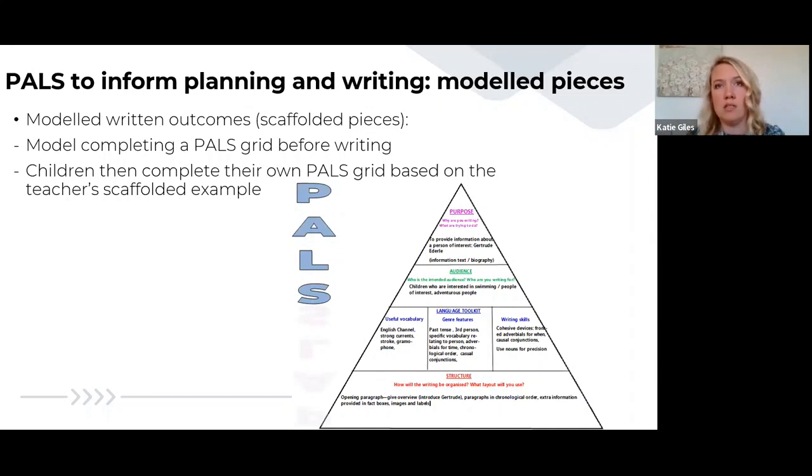Once I have modelled that to the children, I would then give children time to create their own PALS grid based on my example, okay? So they might have their own person of interest that they are going to be writing their information text hybrid on, or they could be doing the same one of Gertrude Ederle, but they might choose different vocabulary. They might choose to structure theirs slightly differently, depending on their audience.